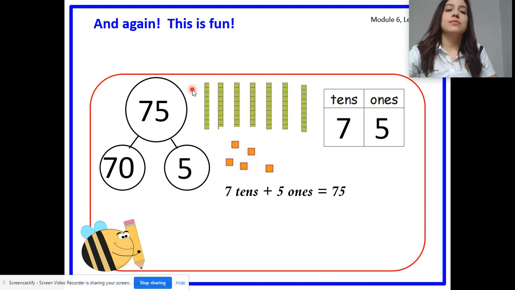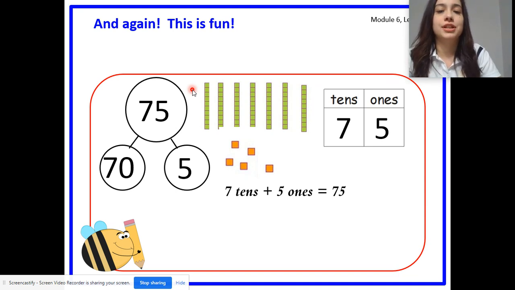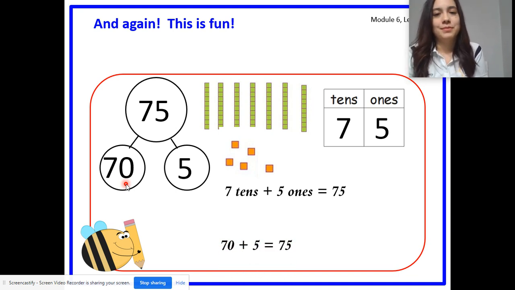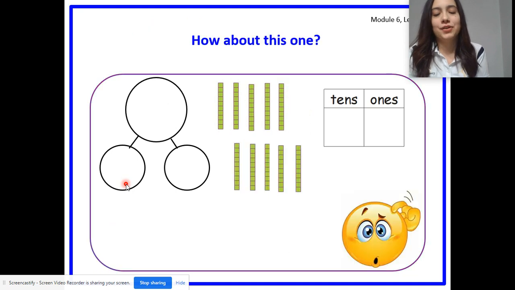So now let's say the addition number sentence, starting with 70. Get ready? Yes, it's 70 plus 5 equals 75. So go ahead and write it. Amazing. Let's continue. So how about this one? This is our last one, so let's pay close attention.